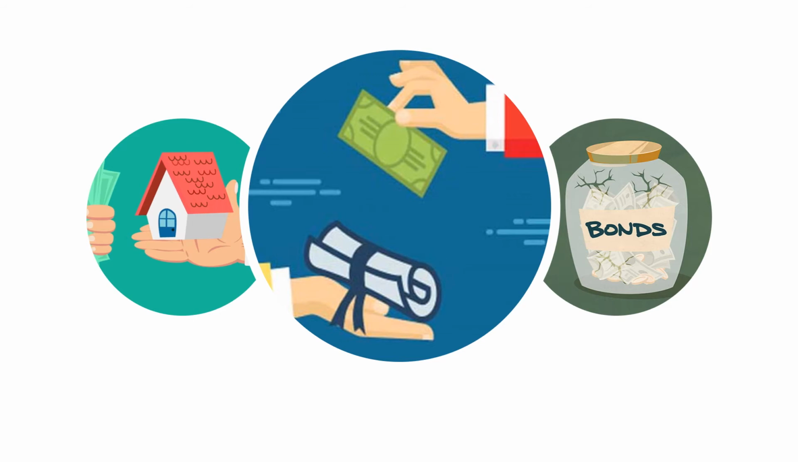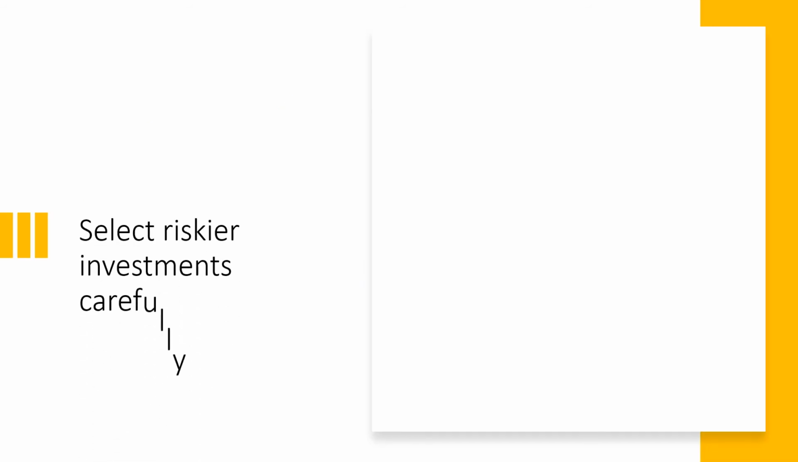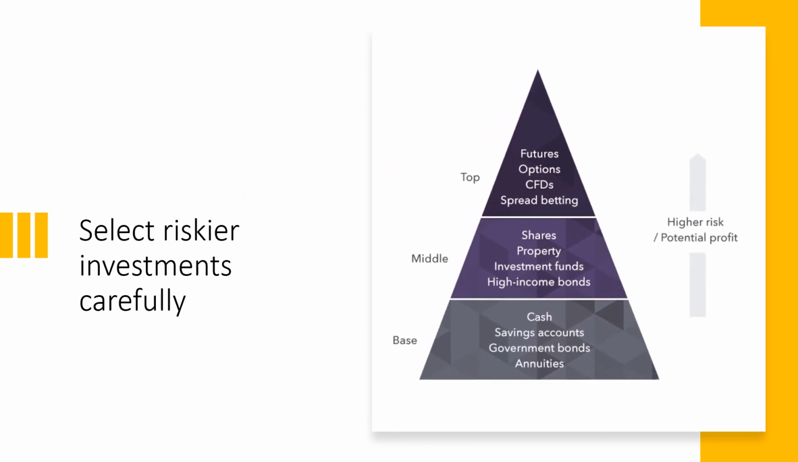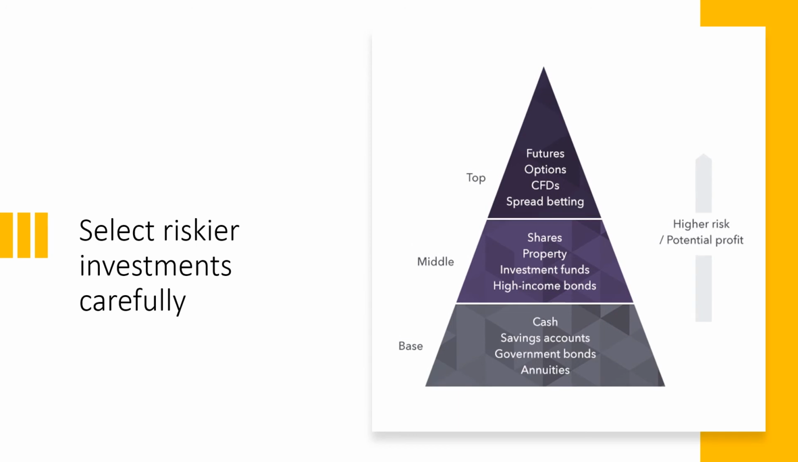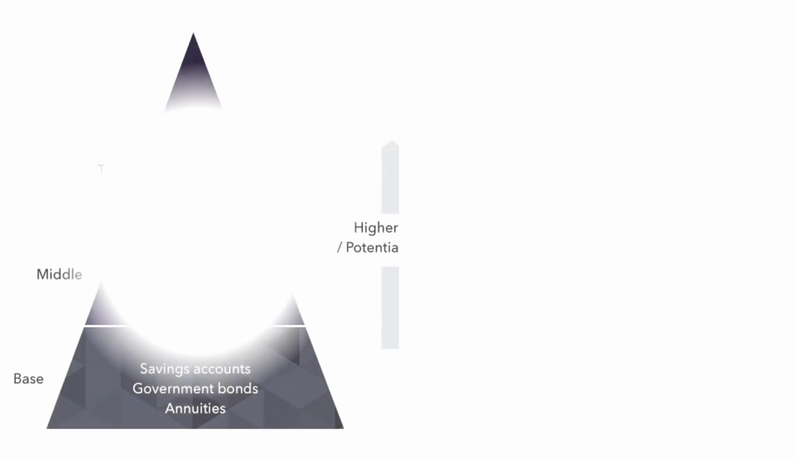Select riskier investments carefully. If you do end up having a portfolio of different investments, it's sensible to balance out any particularly risky trades with more stable assets. The investment risk pyramid is a handy model to help you decide how to spread your risk across various financial instruments. Most traders will probably want to keep the bulk of their investments in safe assets that provide regular, if unspectacular, returns. These are represented by the pyramid's base.